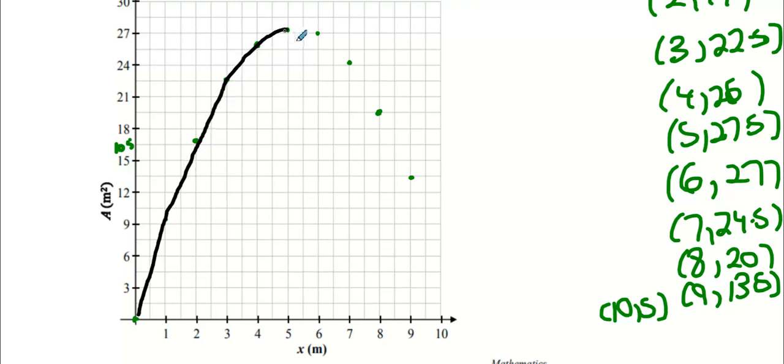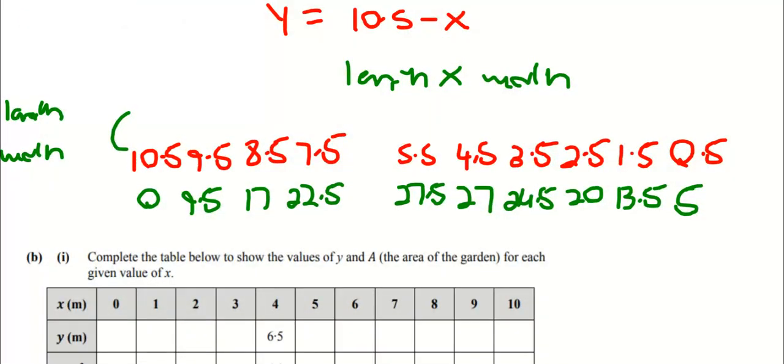Okay. Make sure it goes through all the points, guys. So you can see there would have lost marks there because it didn't quite go through the point. So you have to make sure you go through every point on the diagram. Okay, there we go. Now, next one.